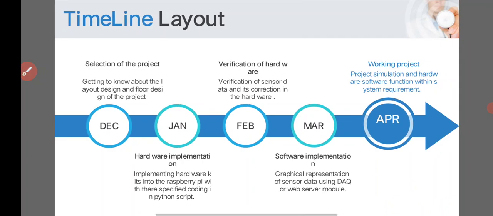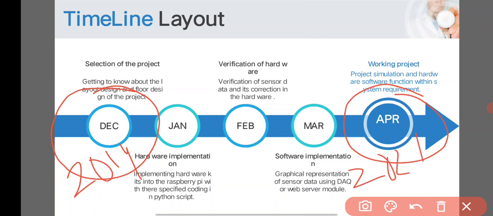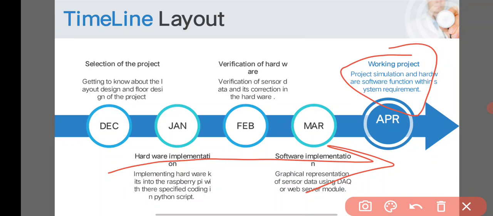Then comes the project layout, and how much time it took me. I started in the month of December 2019, and it was in process until April 2021. This is how the design workflow went across different months, covering verification of hardware, implementation of hardware, software implementation, and the working project. It took me these many days to complete the project.